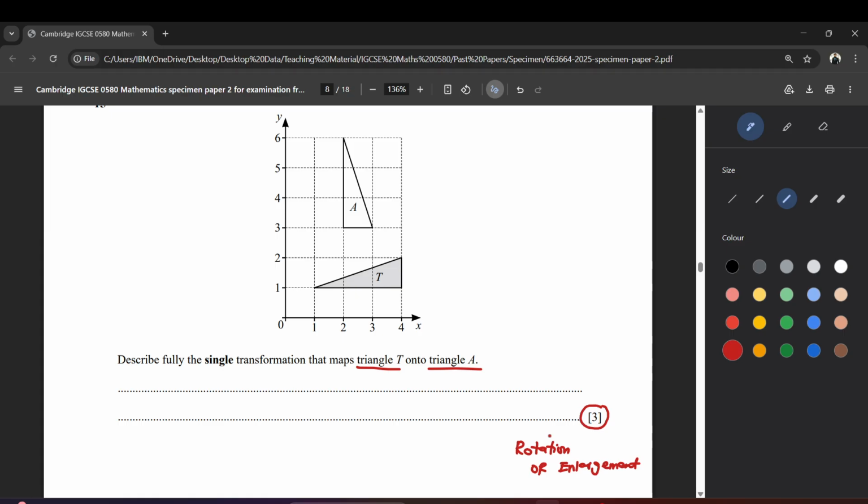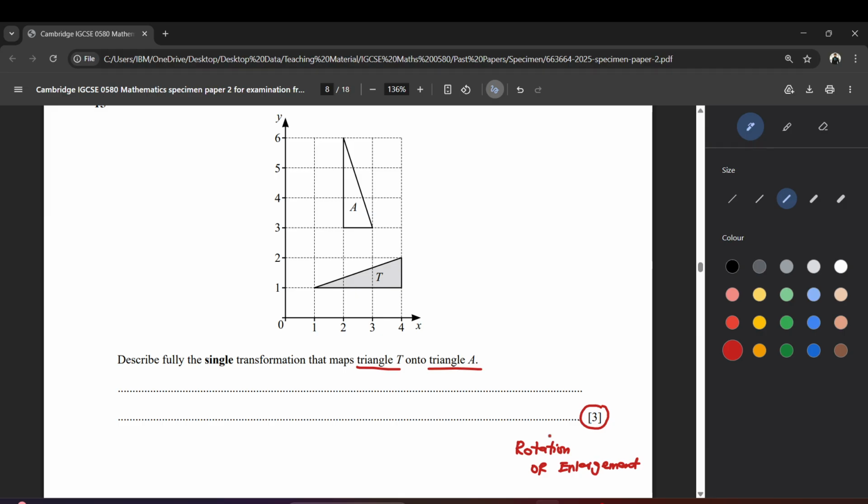When it comes to enlargement, you have to mention the name enlargement, then you have to mention the scale factor by which the object has been enlarged, and the third will be the center of enlargement. All right. The other two transformations are reflection and translation. Each of these two is worth 2 marks, because for reflection you have to give only two pieces of information. Number one is its name, that this is reflection.